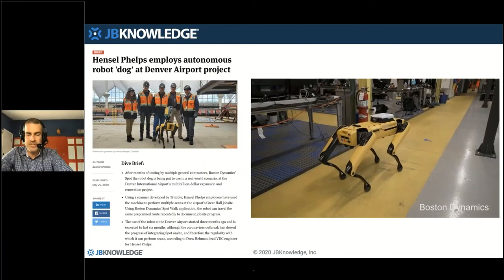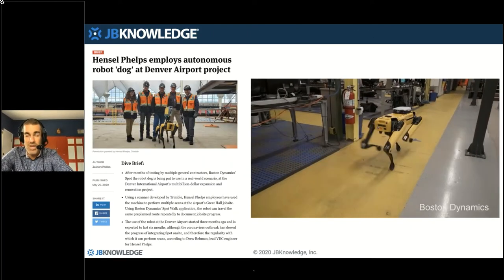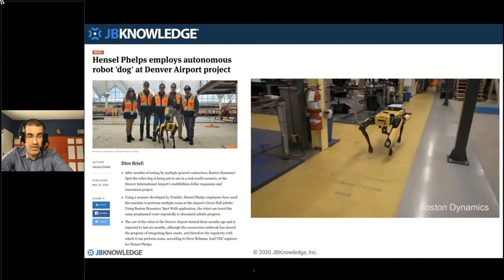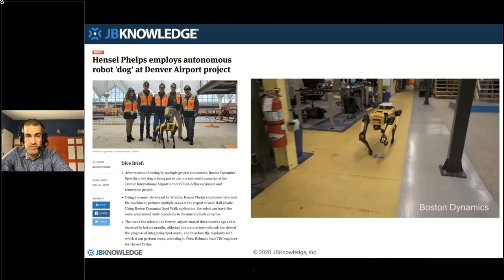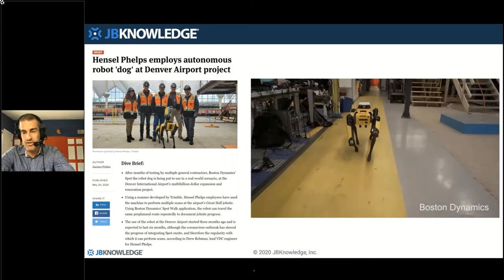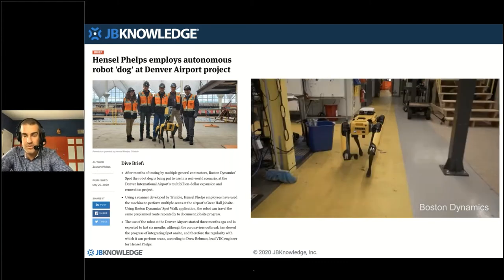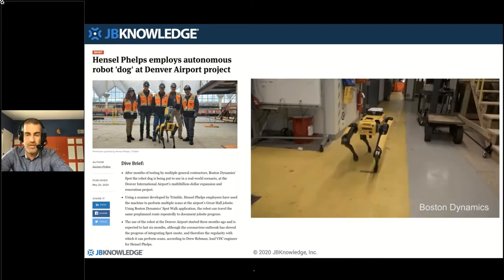The folks at Boston Dynamics have now, a week ago, made this available for sale at $74,500 for this robotic dog. It can climb stairs, climb hills, avoid obstacles, walk around things that are in its path.